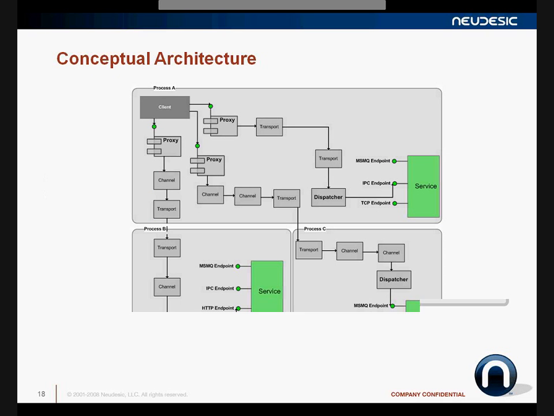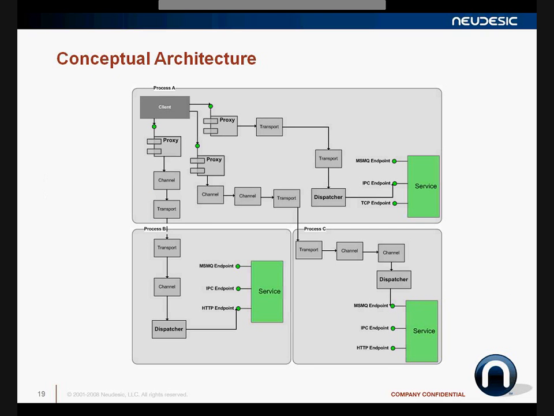So conceptually speaking, what makes WCF tick is really this concept of interception. If you look at the conceptual architecture on the screen, you see a number of processes. You see a client in process A that's communicating with a service in the same process. And you also have that same client communicating with two other services, each in different processes. So you might look at the client in process A as sending a message to the service that is in that same process over a named pipe or IPC endpoint. And that same client may also communicate with a service in a different process using HTTP or MSMQ.